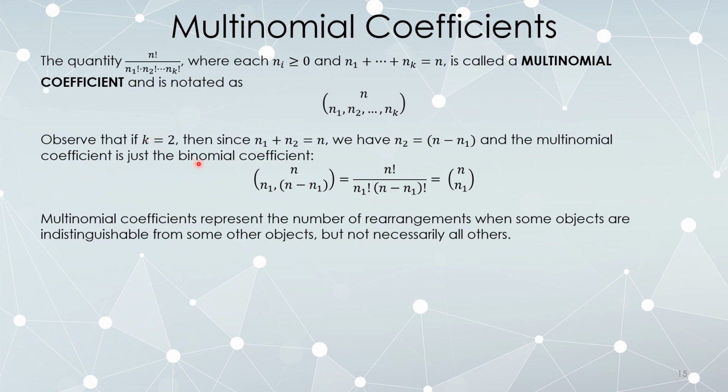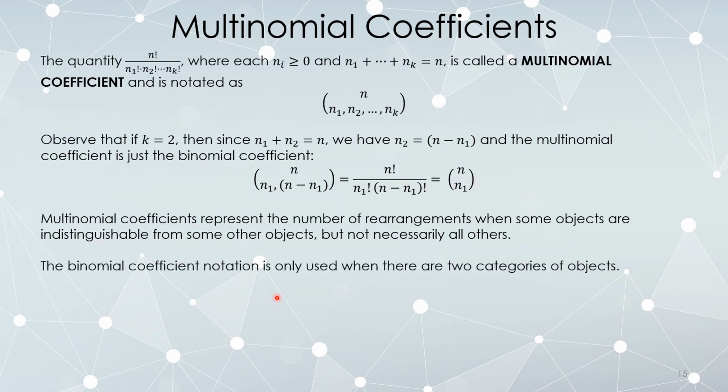So two colors is just the binomial coefficient, and it's honestly the one that comes up the most often, which is why it gets its own special notation. So when there's only two categories of objects, we'll typically just use the binomial coefficient. Two categories, just pick where one category goes and the rest automatically fills in the remainder.